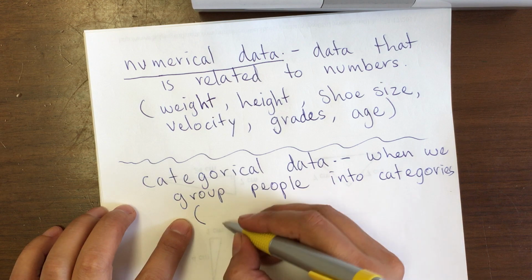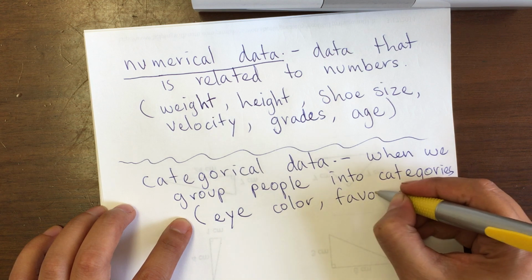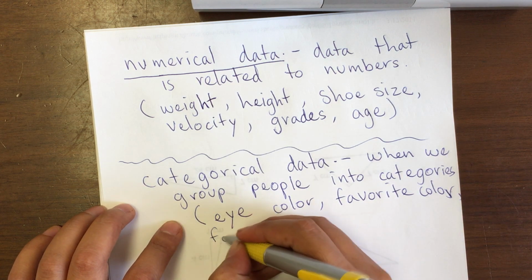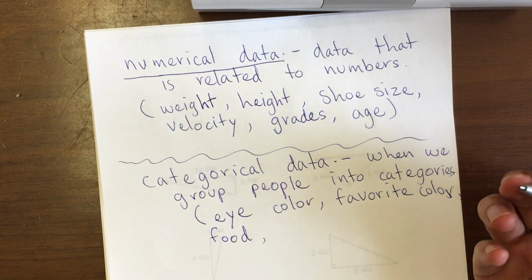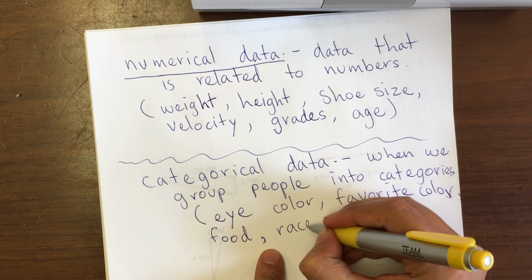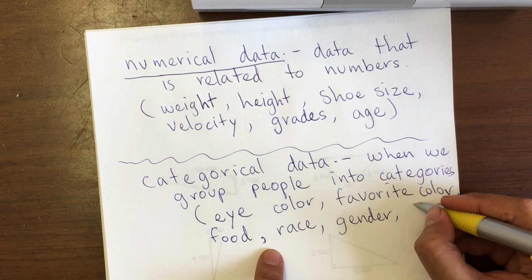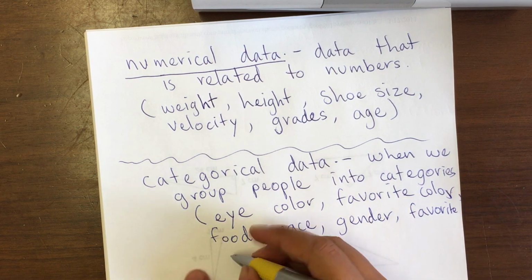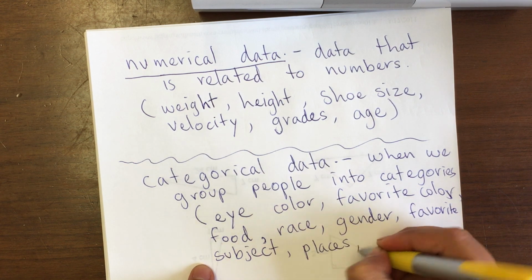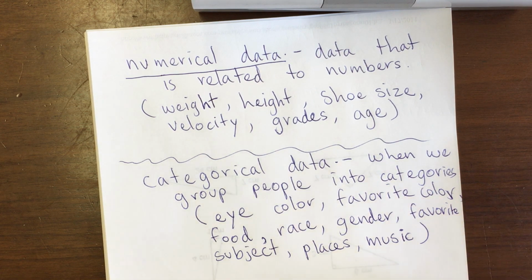And it could be eye color, favorite color, types of food, maybe choosing among 3 foods, like we have people vote to bring for a potluck or something, race, gender, favorite subject, places, type of music that they like. So this is just among many others.